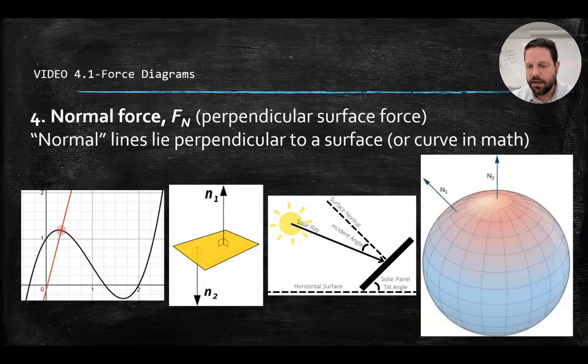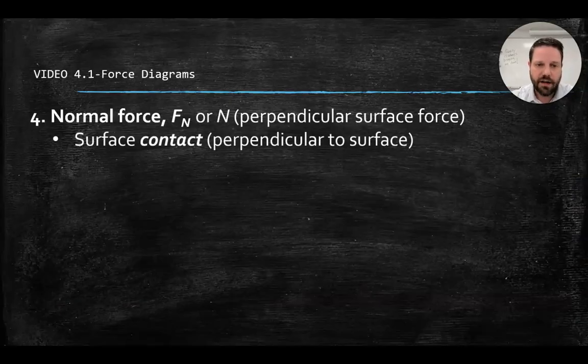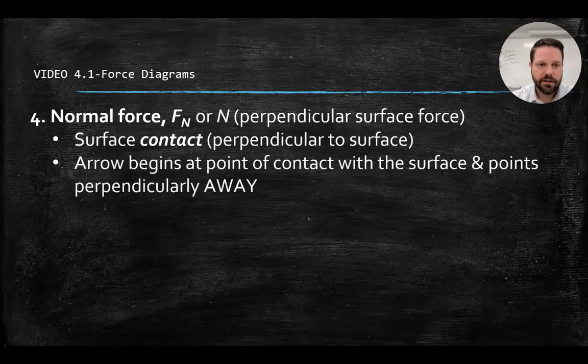And this can also be a sphere, like Earth. If we were standing on planet Earth at some point, our normal force is going to point perpendicularly away from the surface of Earth. So for us, this represents contact with a surface. If you draw a point of contact and that point of contact is with the surface, then you're going to have normal force. This arrow is always going to point from that point of contact directly away from the surface, which is along what we would refer to in math as a normal line.